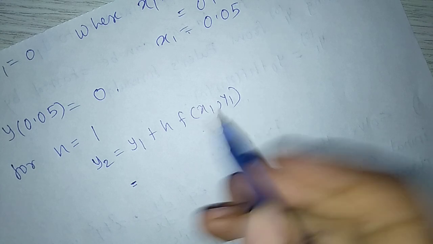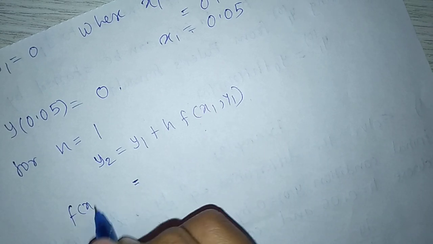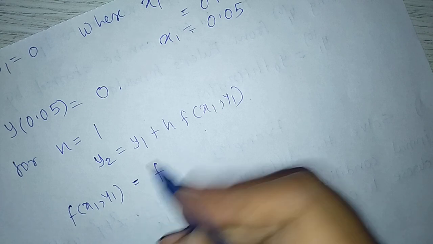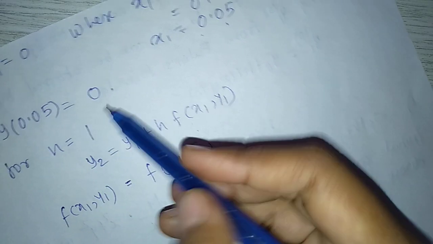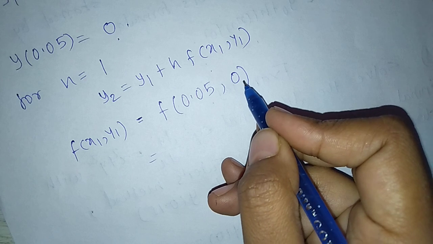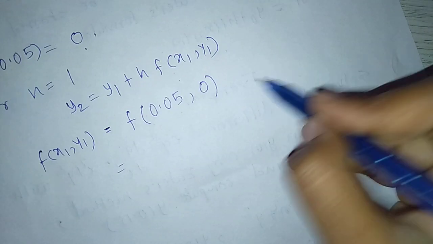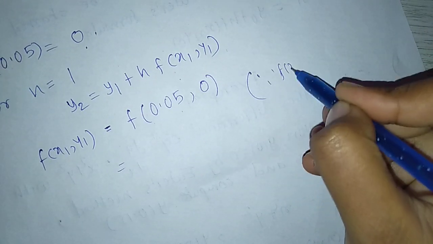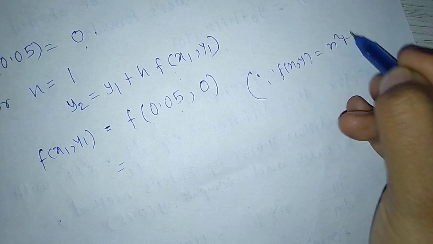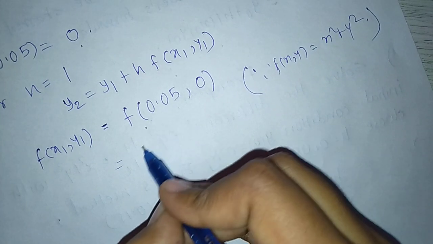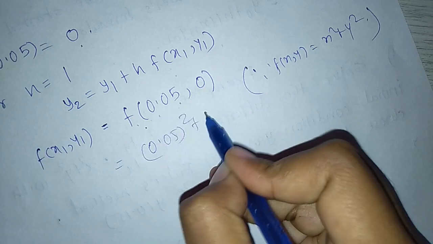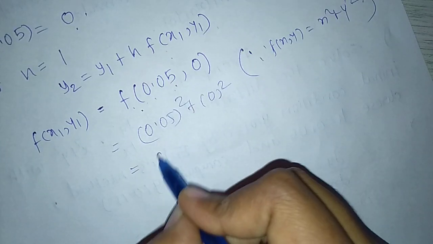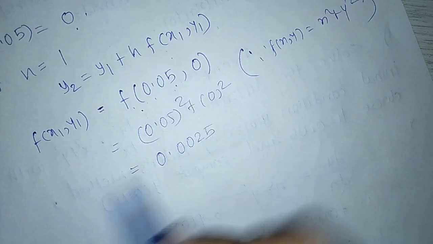First calculate f of x1 y1. f of x1 y1, where x1 is 0.05 and y1 is 0. f of 0.05, 0 means, since f of xy equal to x square plus y square, f of 0.05, 0 is 0.05 bracket square plus 0 square equal to 0.0025.